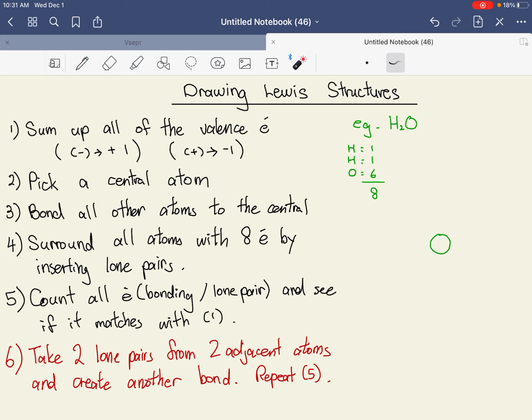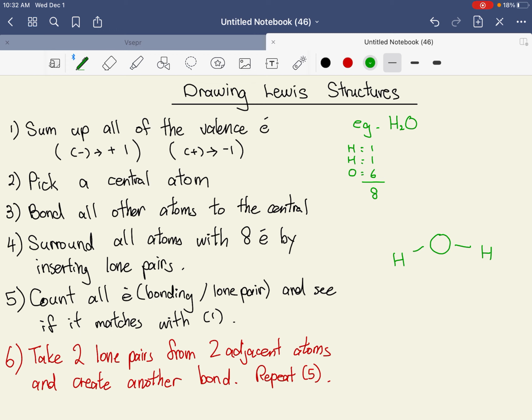Step 3, bond all the other atoms to the central atom. There's 2 H's. I'm going to bond 1 H here, 1 H here. Notice I drew it like this. The reason is because water has this bent geometry. I'm too used to seeing that, knowing the fact that water is bent, that's why I draw like this. You'll see later when we do VSEPR theory. So here it is. Looks like I'm done, but I'm not.